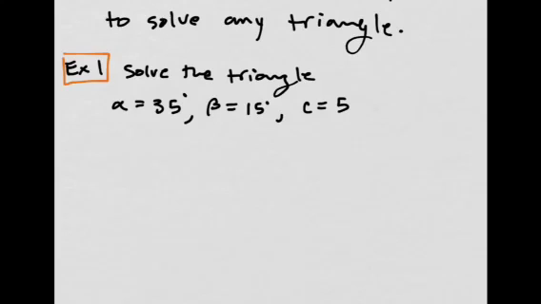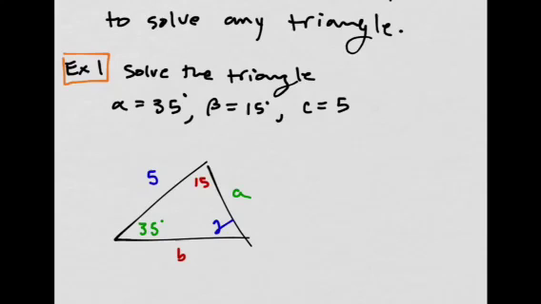So it says solve the triangle, and it gives us three of these things. So the first step is to draw the triangle, and alpha is going to be 35. That's alpha, so the side opposite alpha has to be A. And then beta is 15, so the side opposite beta has to be B. And then C is 5. So that means this angle has to be gamma.